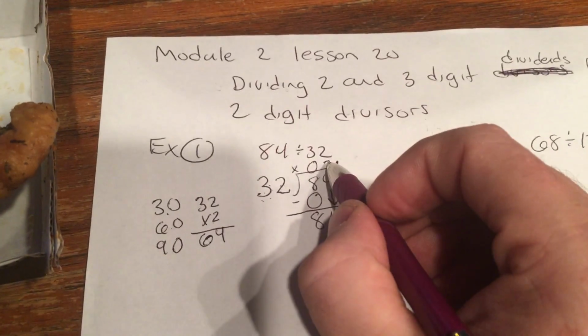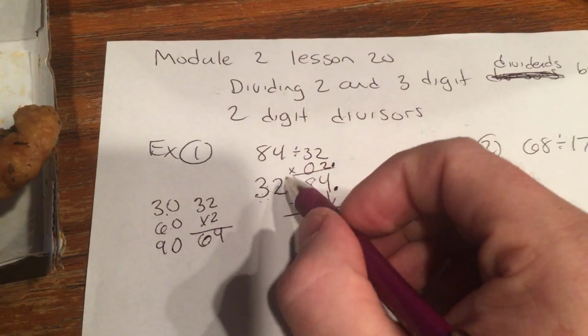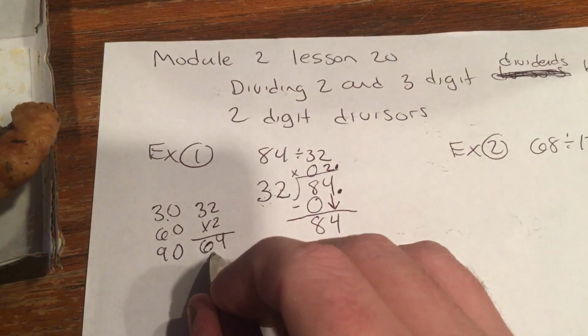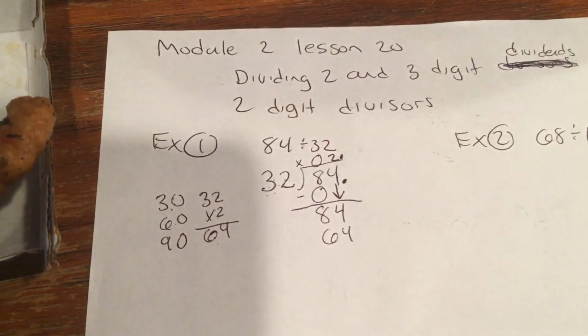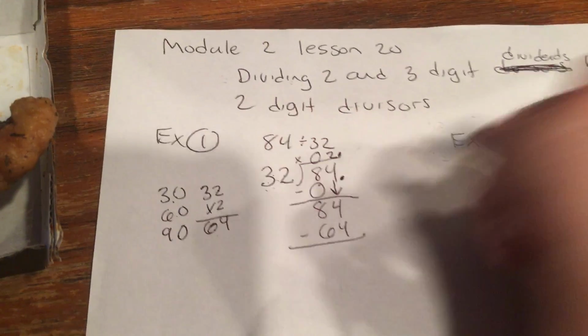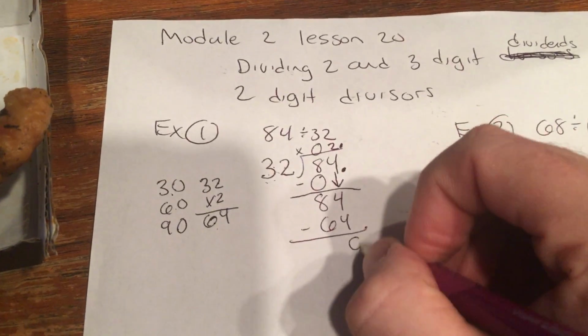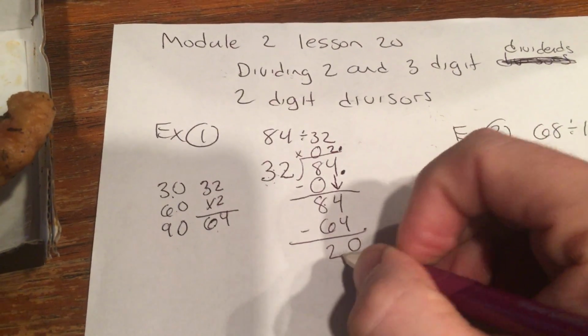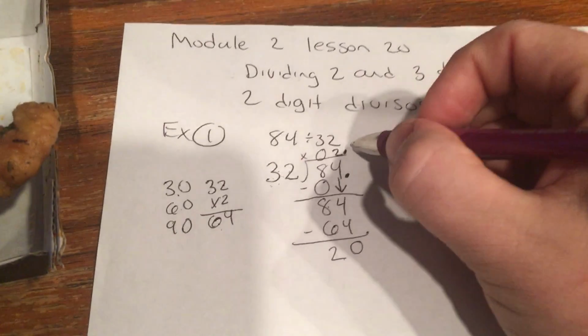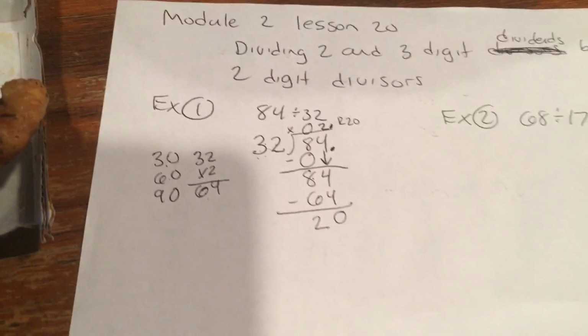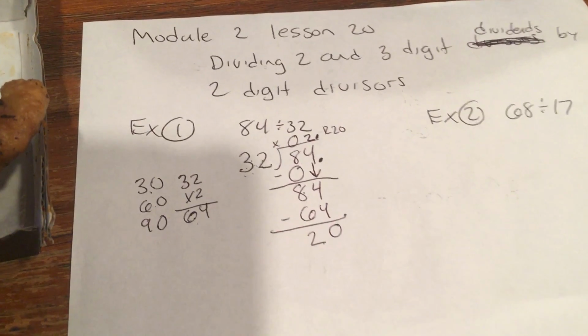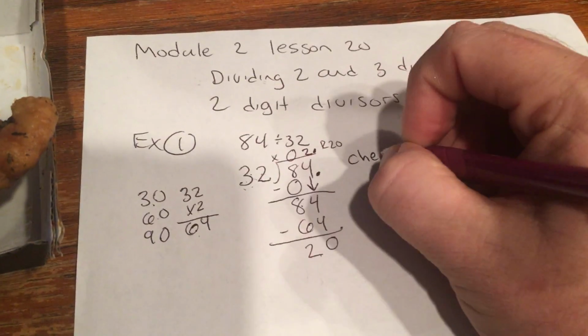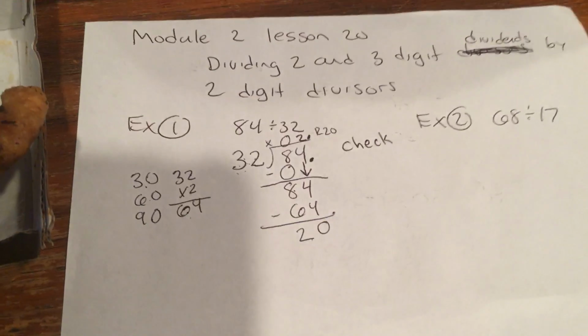We then again multiply our quotient by our divisor. 2 times 32, which we already have over here, is 64. We then subtract to get our final remainder. 4 minus 4 is 0. 8 minus 6 is 2. Now we have our remainder of 20. The last step to solve this is to check our work. It's important to make sure we check our work so we don't make any silly mistakes.